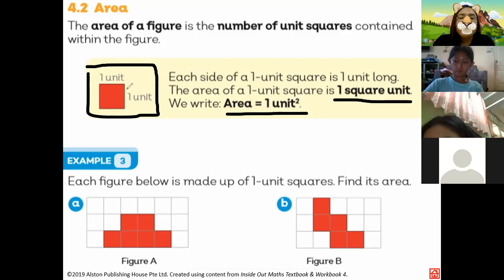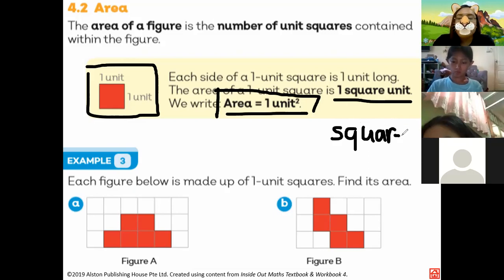Again, the area of the square should be written like this: area, A-R-E-A, and then equals, and then the number 1, which is 1 unit, and then square. Don't forget that if you are going to write or calculate the area of a specific shape, remember this symbol, square or 2. That's the same.